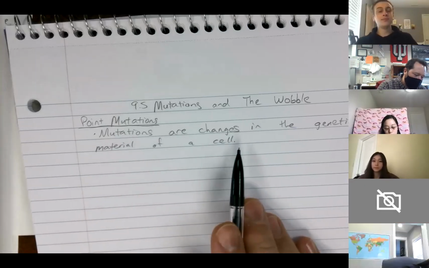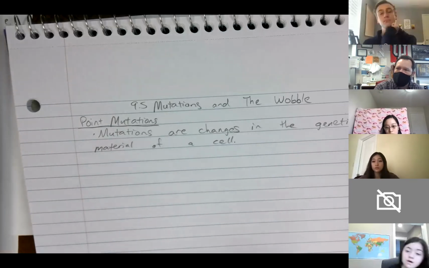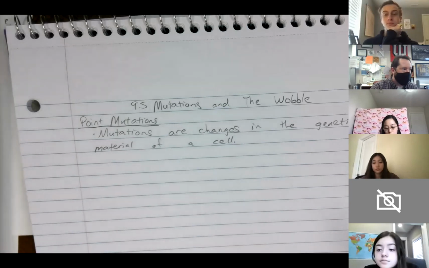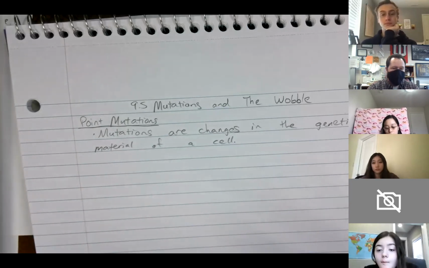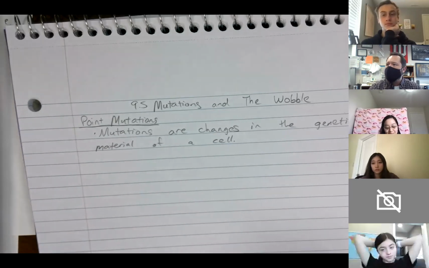So mutations are any change that you have in the DNA. A becomes T, C becomes G, something like that. Any little change is a mutation. And I hate to tell you guys this, but you are all mutants. You all have mistakes. Think about it.